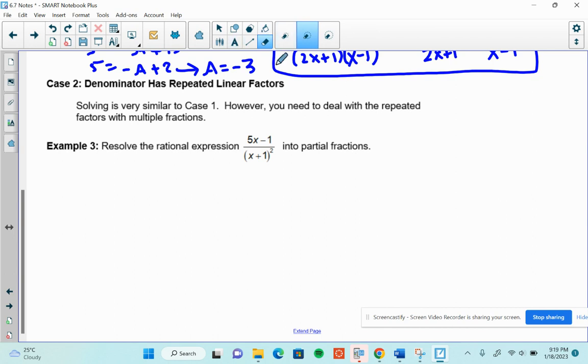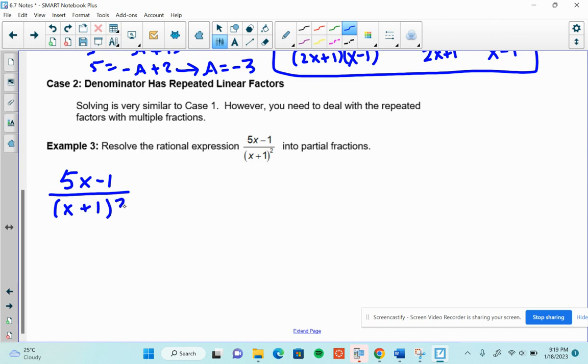Let me show you what I mean by that. So if I have x plus 1 twice, that is going to give me 2 fractions. Let me show you what I mean. We have 5x minus 1 over x plus 1 squared. We have to have an a over x plus 1 to the first power and a b over x plus 1 to the second power, where a and b are constants. Okay, that's the way this is going to work.